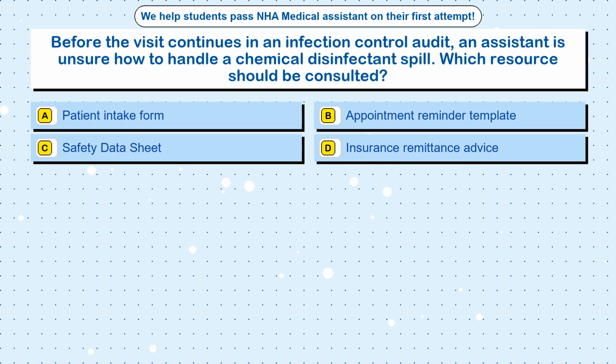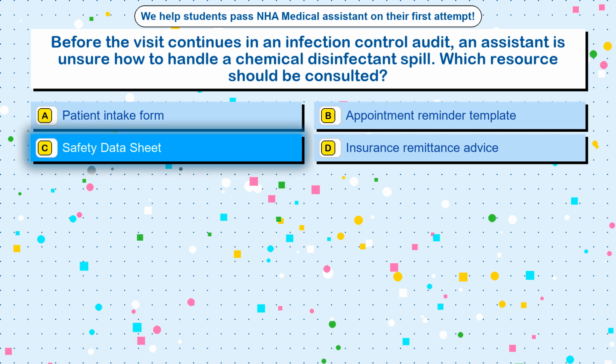Question 13. Before the visit continues in an infection control audit, an assistant is unsure how to handle a chemical disinfectant spill. Which resource should be consulted? Option A. Patient intake form. Option B. Appointment reminder template. Option C. Safety data sheet. Option D. Insurance remittance advice.